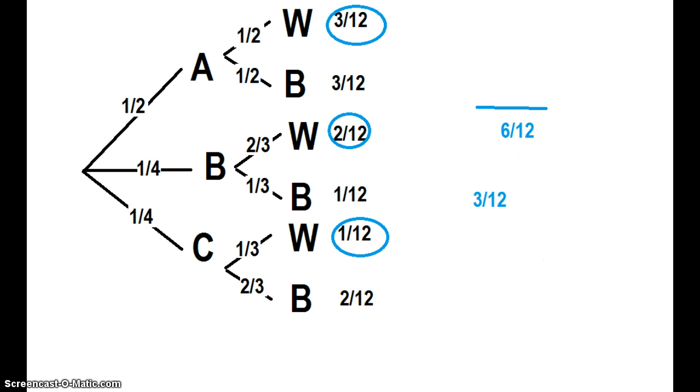That needs to go on top. Sorry, let me move it up there. 3/12 out of our 6/12 is our ratio we're looking for, our answer. And if you reduce that down, the 12s cancel out. You have 3 out of 6, or reducing the fraction, you have a 50% probability, 1/2. If you got a white marble, there's a half chance that it came from jar A.